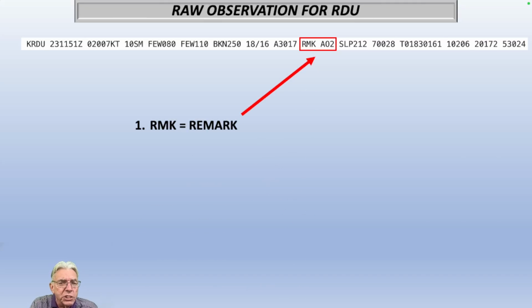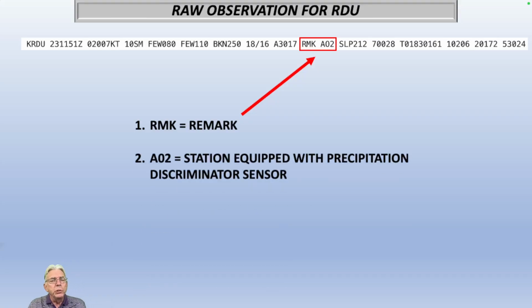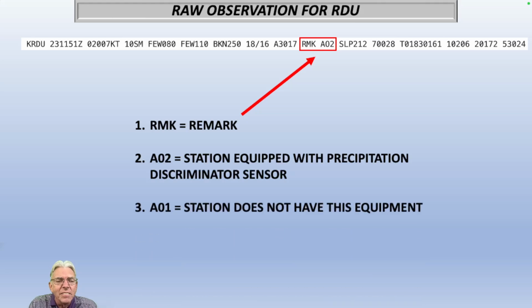Okay, now the next one is RMK space A02. Well, RMK stands for remark, and A02 means the station is equipped with a precipitation discriminator sensor, okay? And that means that they have a sensor that is supposed to be able to differentiate between rain and snow and sleet and hail and all of this. There are still some times that it doesn't quite figure it out, and so the observation sometimes will have UP for unknown precipitation. I still personally feel like the only way to do that is to have a human being there, but that's just my opinion. And if it's A01, that means the station does not have that type of equipment.